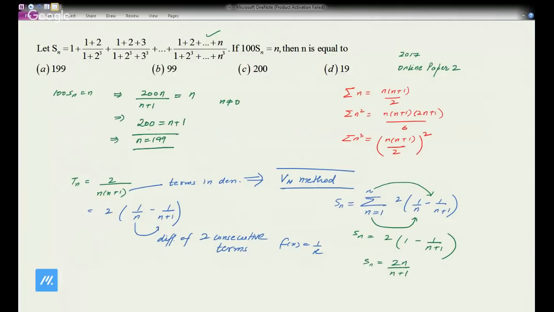Great. So students have got it correct. Perfect. 199, option A is the correct one. Okay. Let's move to the next problem.